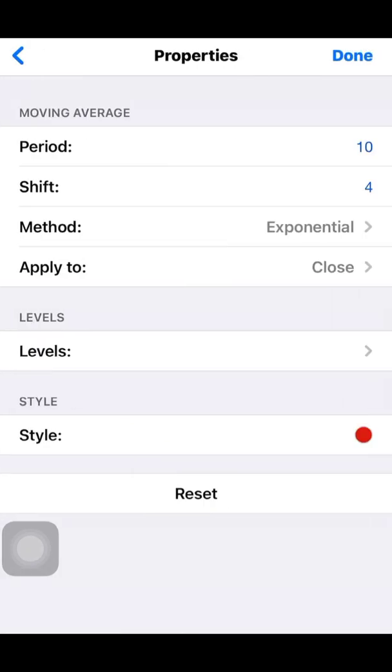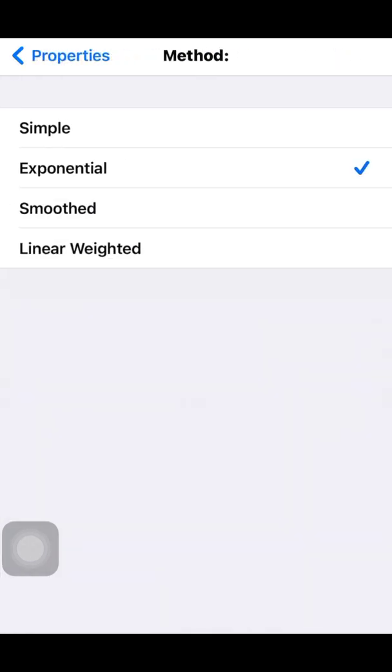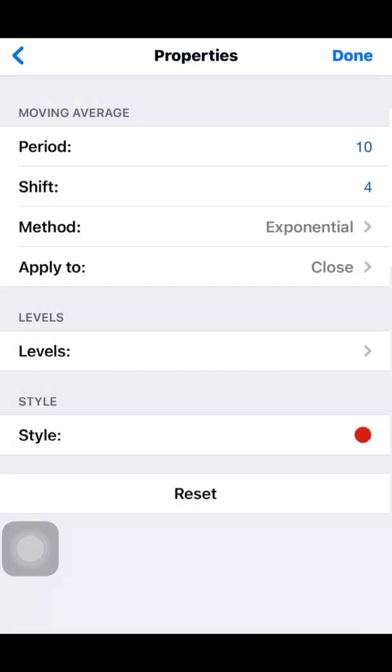The next moving average period 10, shift 4, method exponential. Remember, the method is exponential. This strategy is an exponential moving average strategy. Just capture the concept, you'll be able to get exactly what you want.